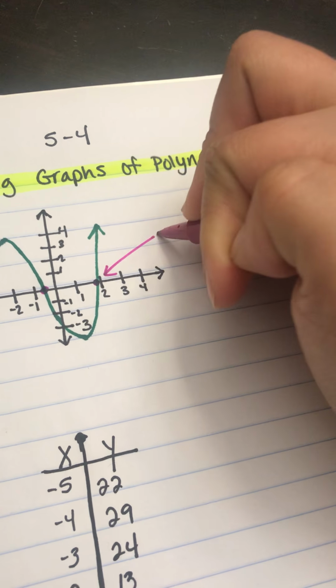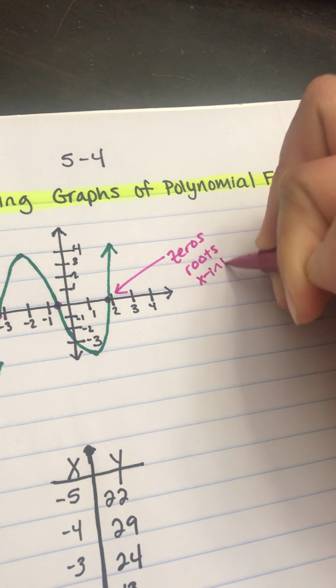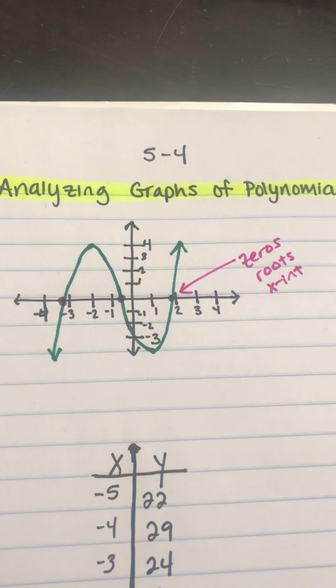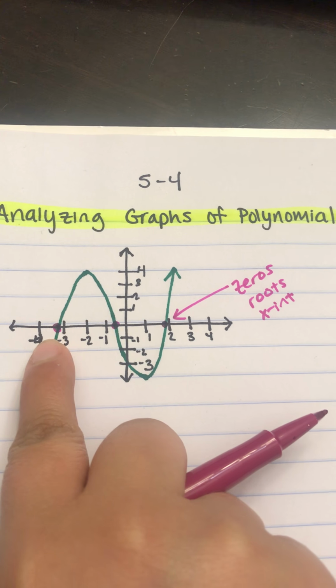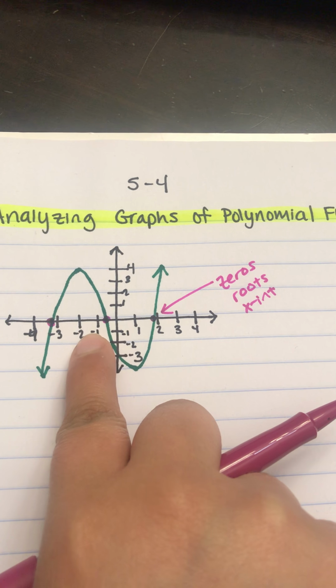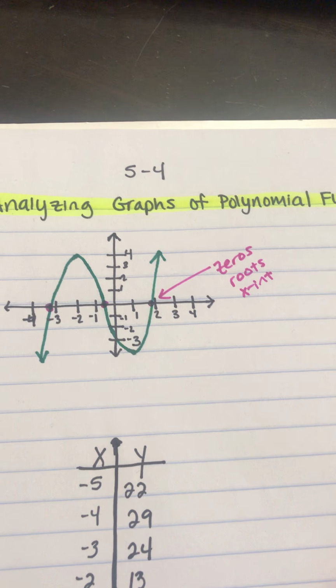So those are our zeros. They're also called roots and x-intercepts. But today we're actually going to be seeing where they fall in between. So for example here, we would say there's a 0 between -4 and -3, a 0 between -1 and 0, and a 0 between 1 and 2.